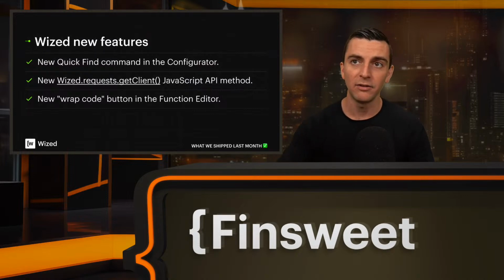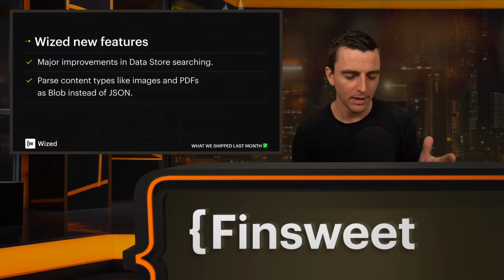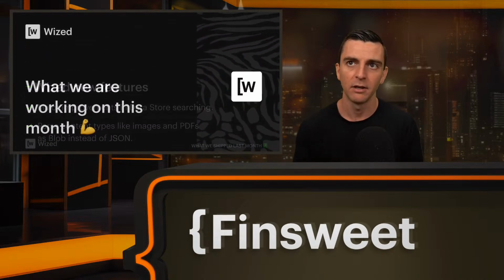We have a new Wized request get client JavaScript API method. We also have a new wrap code button in the function editor. Some nice improvements of workflow. We have major improvements to the data store searching, and we can now parse content types like images and PDFs as blob instead of JSON. Always some good requests. We are always finding new use cases, and always finding new reasons to implement features like this. So please keep telling us about your edge cases and use cases so we can implement more features for you.